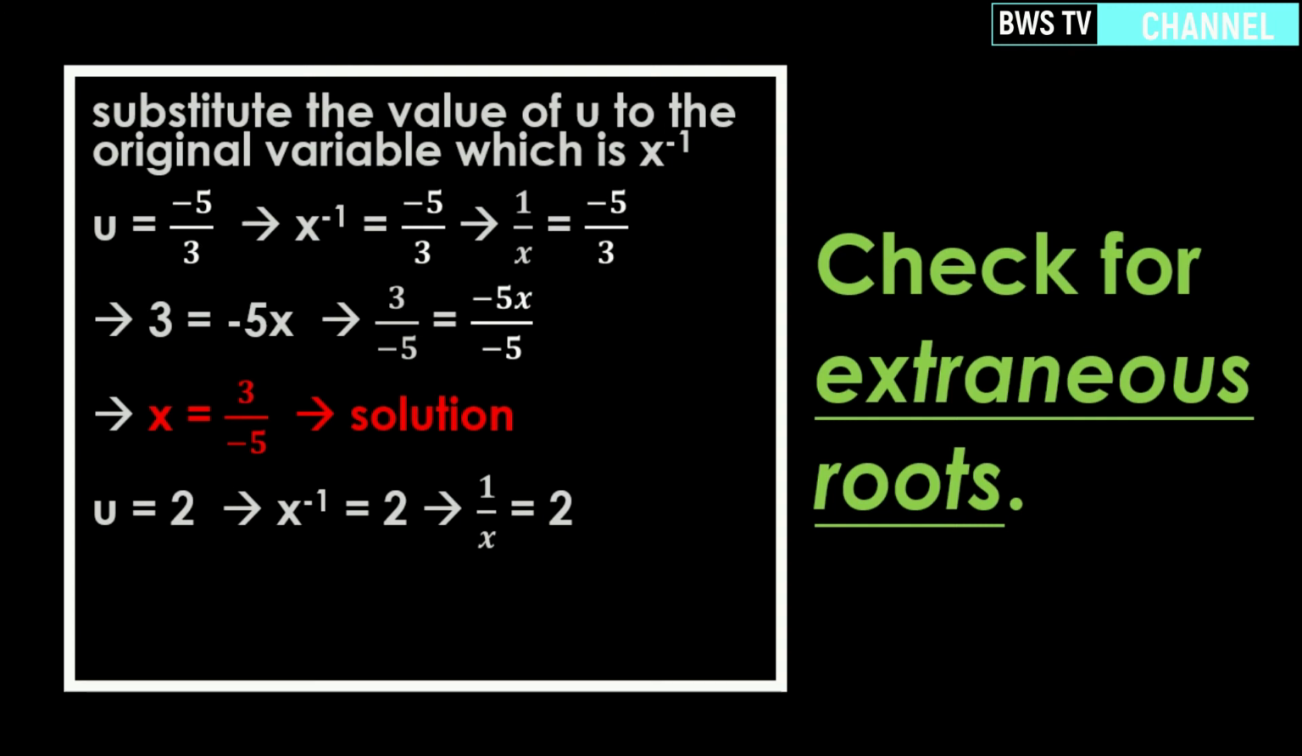Next, u is equal to 2. So change u into the given variable from a while ago. We rename. So x to the power of negative 1 is equal to 2. Then change that negative exponent, the variable, into fractional form. So that will be 1 over x is equal to 2. And then again, just simply swap, because it's a fraction and a whole number. Swap the position. Okay, so that will be x is equal to 1/2.